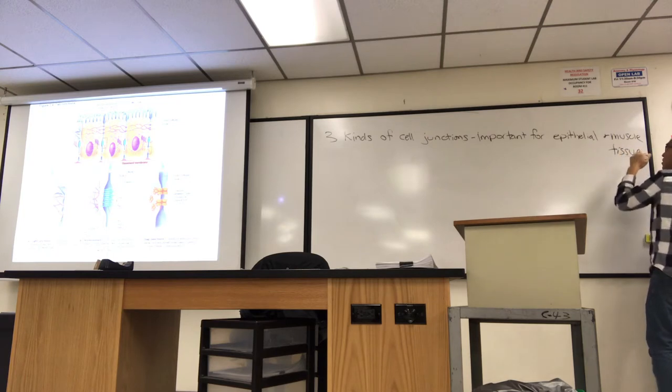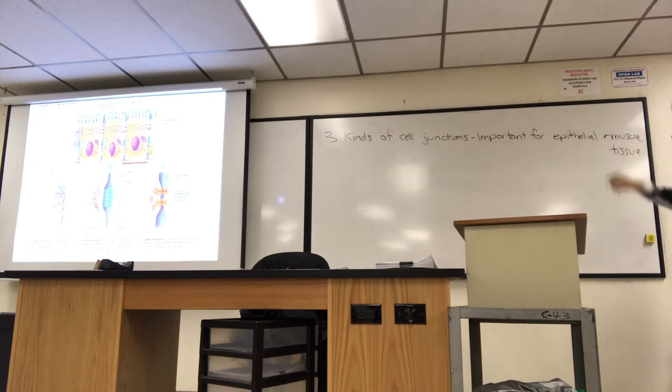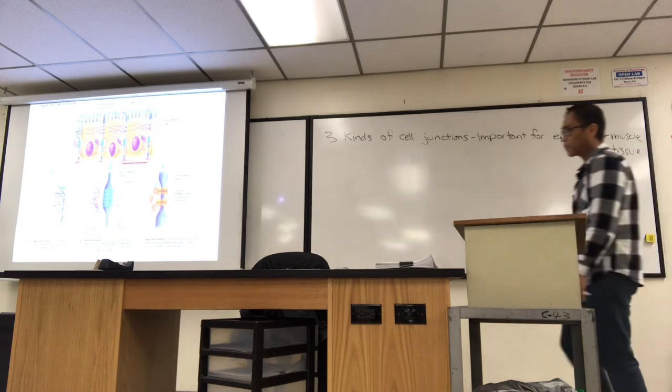Now, epithelial and muscle tissue are two of the four tissue types. That is epithelial tissue, these cells that are packed tightly together. They form linings of different things. Well, anyways, on the bottom there, they kind of emphasize the three different kinds.